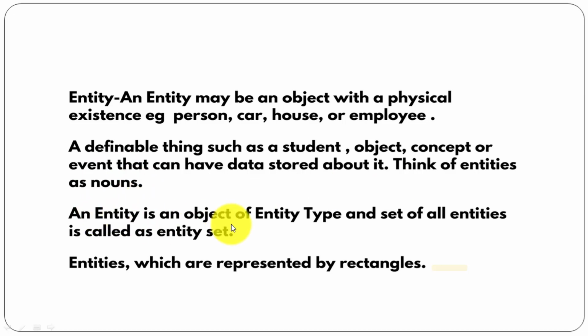Now an entity is an object of an entity type, and all such entities together are nothing but an entity set. An entity is represented by a rectangle shape. So in short, we can say an entity is something from the real world, an object which describes some things or objects in the real world. That is the perception of a real object.